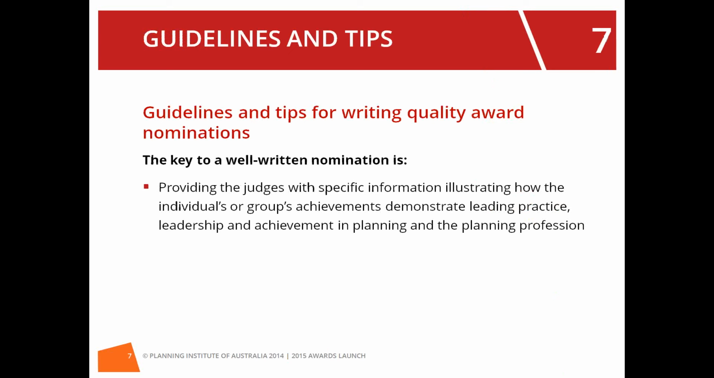Okay, now some guidelines and tips for writing a quality award submission. I guess the overall key to writing a well-written nomination is providing the judges with specific information illustrating how the individual, if you're nominating for a person, or if it's a group collaboration, demonstrate leading practice, leadership and achievement in the planning profession. And I think it does come down to the leading and best practice. What is it that makes your project different, and what qualities could be applied on a national level as well.